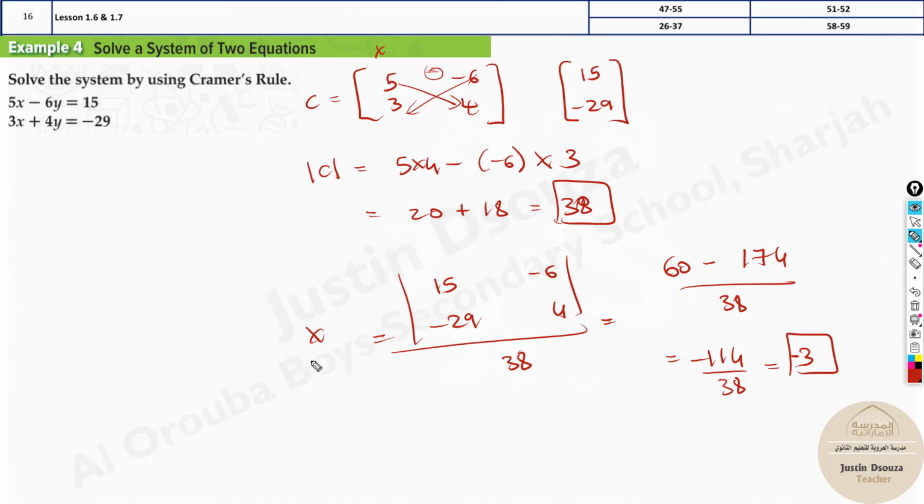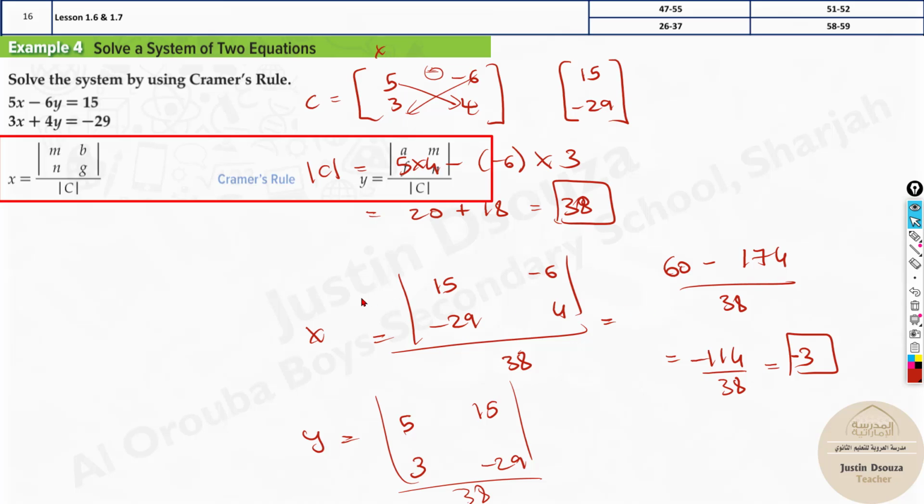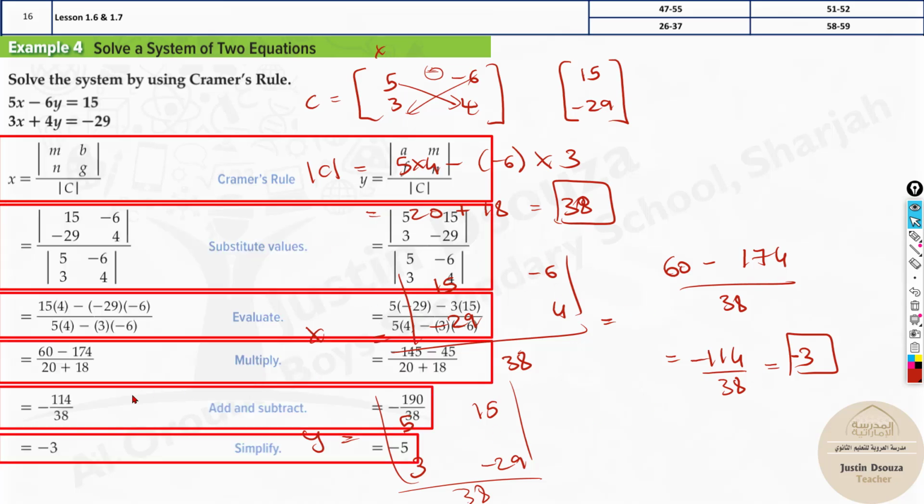Now the same way, to find the y value, all you need to do is see the given coefficient matrix, right? Let's write the x values, but since we have to find y, just replace the y values by this 15 and minus 29, and then you solve it divided by 38. You need to find the determinant over here, and that is how we can easily solve for the answer for y. So you can see here the x value was minus 3, this is what we got.